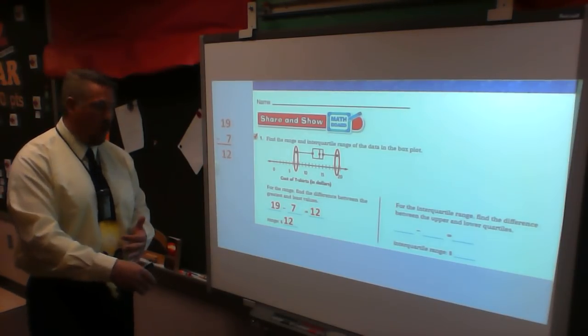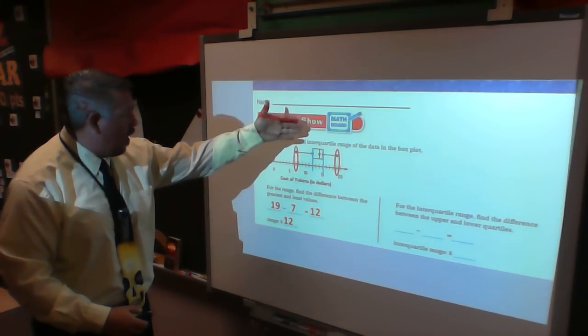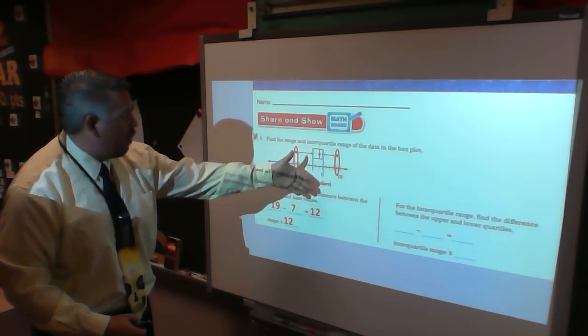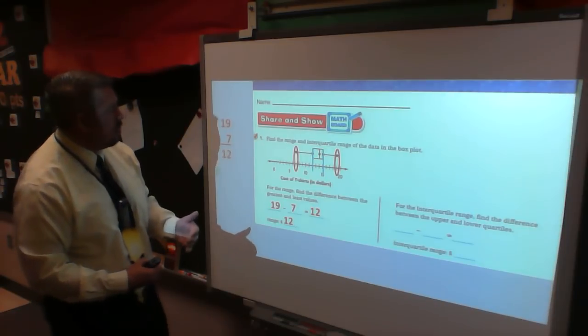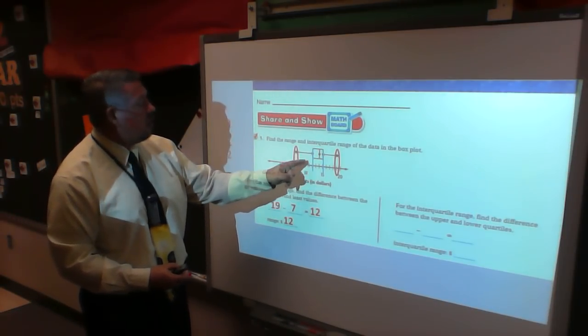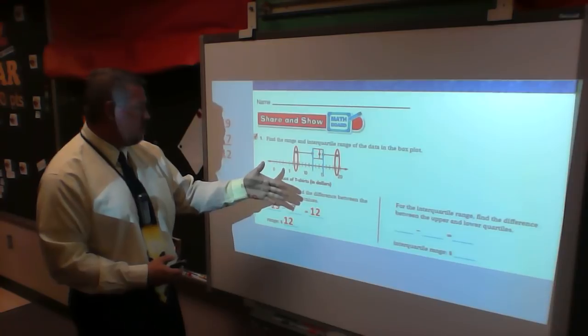My interquartile range then is going to be my lower quartile and my upper quartile. And what measurements do those give me? Well, I start at 10 and I have 11, 12. So my lower one has to be 12.